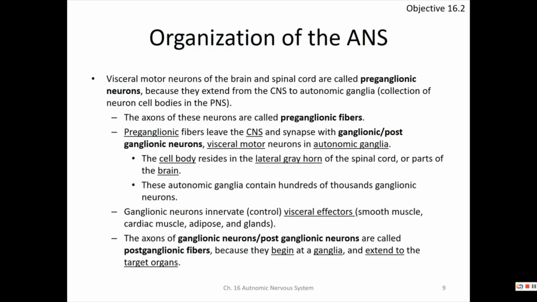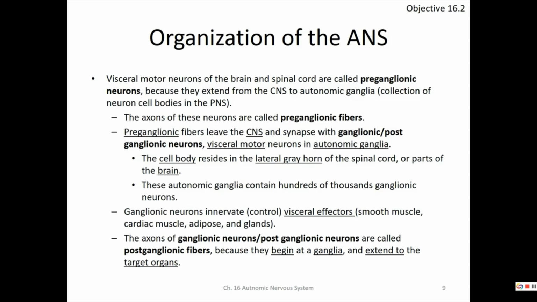The preganglionic neuron leaves the CNS, goes to a ganglia. From the ganglia, we have a postganglionic neuron to our effector cell. And think of this like a relay race, okay? So in our relay race, we have our first runner. Runner number one is going to be our preganglionic neuron. Remember, visceral motor neurons come out of the brain or the spinal cord. Those neurons are the preganglionic neurons.